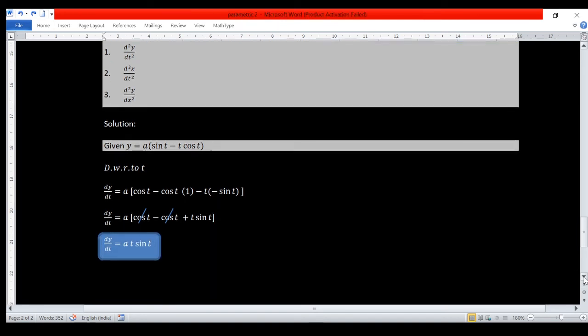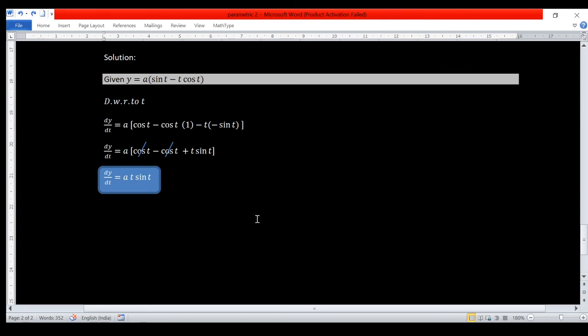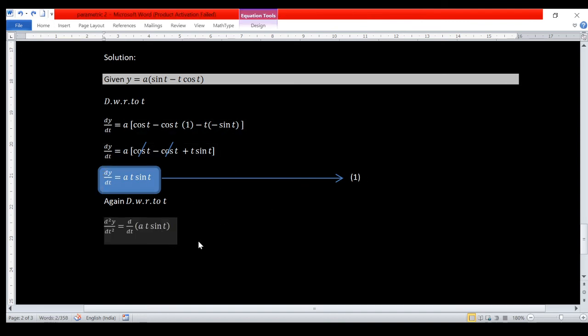Actually the question is to find d²y/dx². So I'll call this equation number 1, because in dy/dx I need this data. So that's why I'll put the indication, equation number 1. Again we differentiate with respect to t to find d²y/dt². What is meant by d²y/dt²? Differentiation of dy/dt with respect to t again.